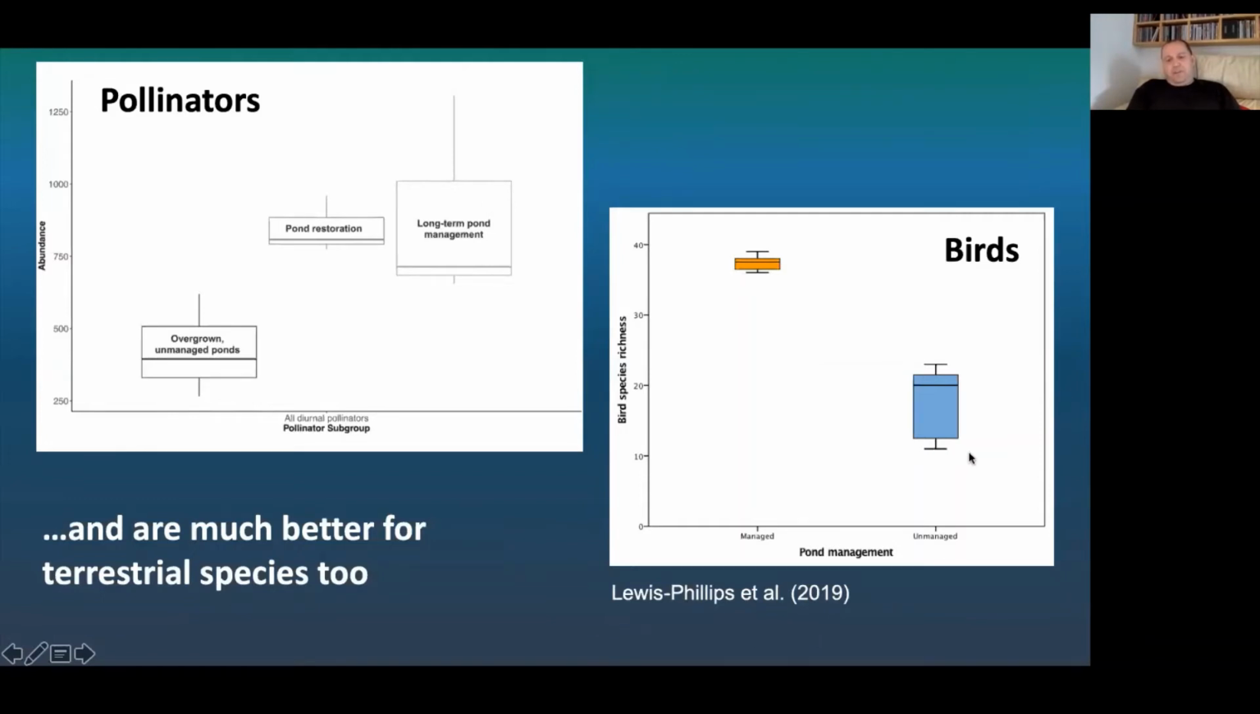And for birds as well, the story is the same. Unmanaged ponds, you get rather low numbers of birds, and I suspect those are probably woodland birds that are hanging around in the actual copse rather than anything to do with the pond. And then you get almost double the species richness of birds.